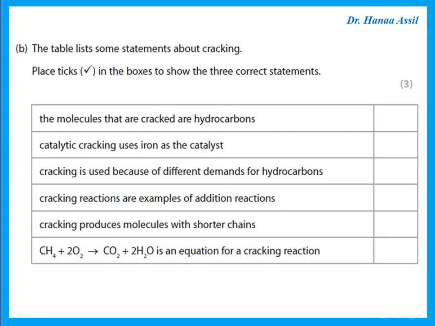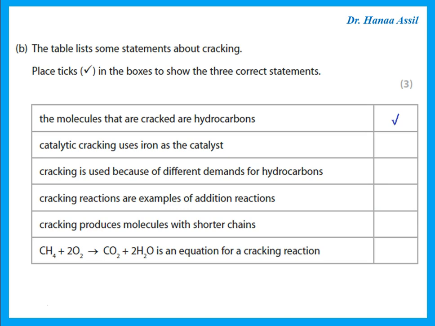The table lists some statements about cracking. So he's saying place ticks in the boxes to show 3 correct statements. Which of these are correct? The molecules that are cracked are hydrocarbons? Yes. If we say what is cracking, it is the breakdown of hydrocarbons. Catalytic cracking uses iron as the catalyst? No, you should know that the catalyst for cracking is aluminum oxide.